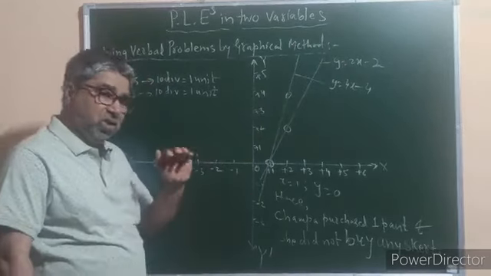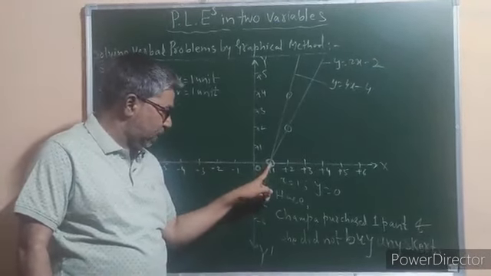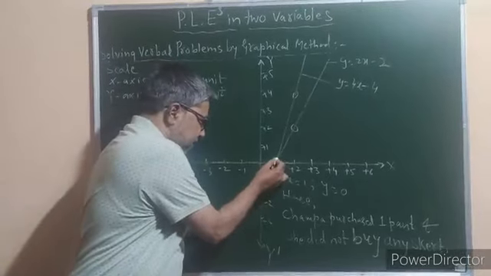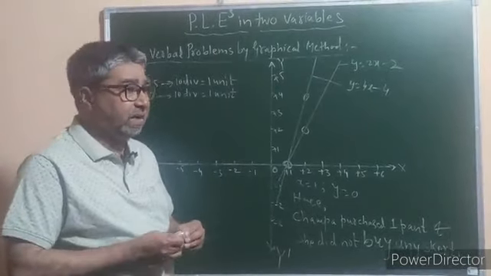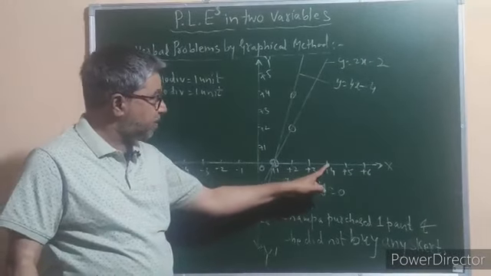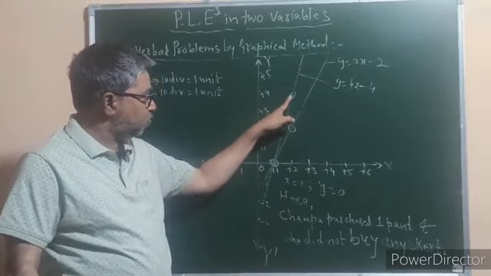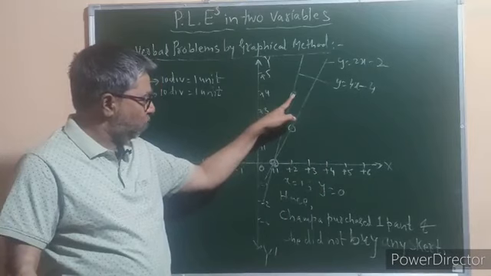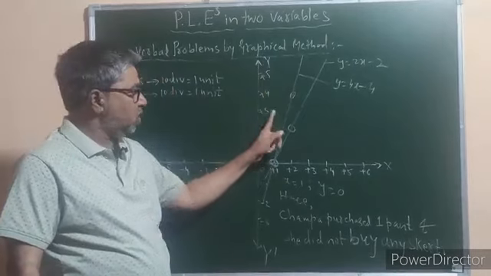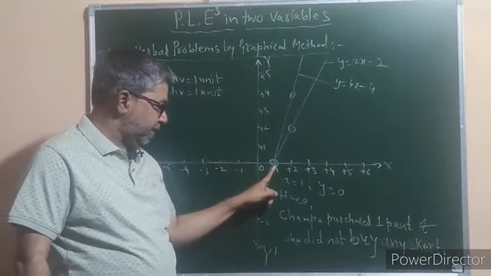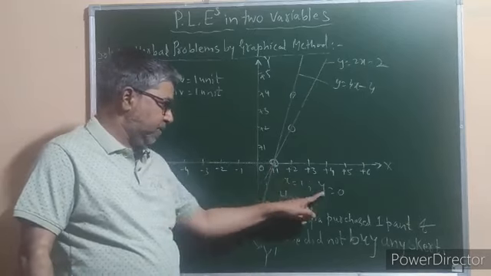In the same way, the second equation's first ordered pair is 1, 0. X is 1, y is 0, the same point. Then the second pair is 2, 4. X is 2, y is 4, this is the point. These are the 2 points with us. Draw a line passing through these two points. The two lines intersect at this point. So the values of x and y are, x is 1 and y is 0.